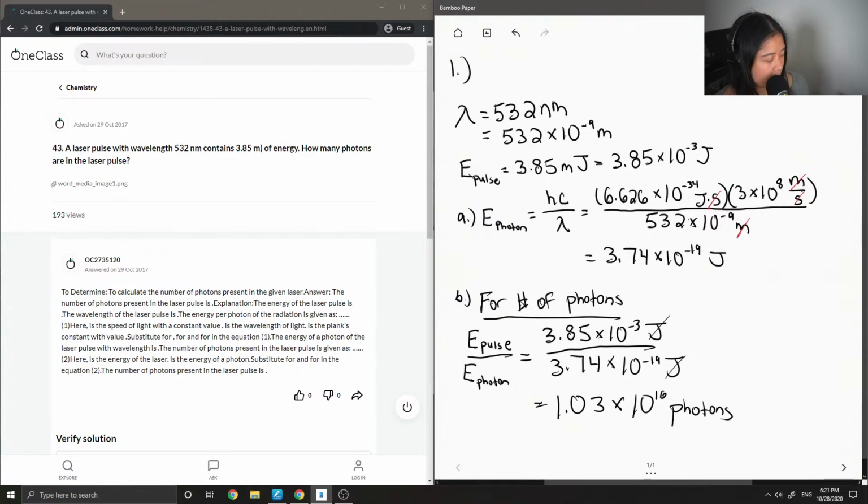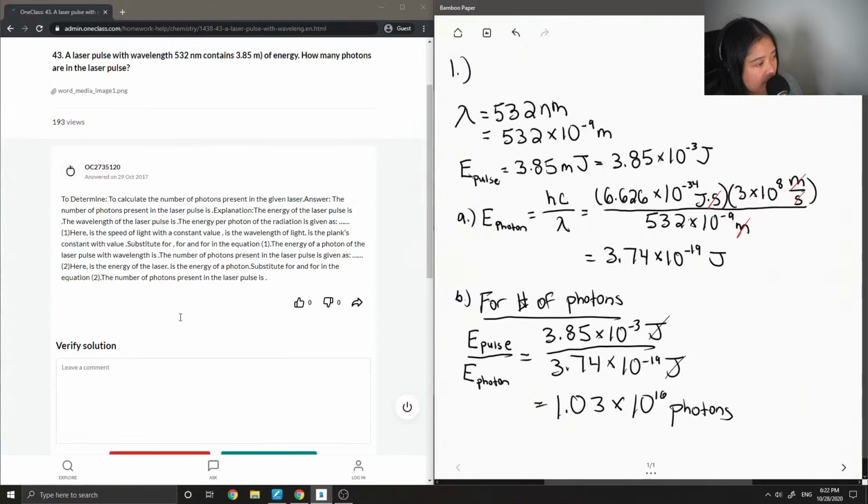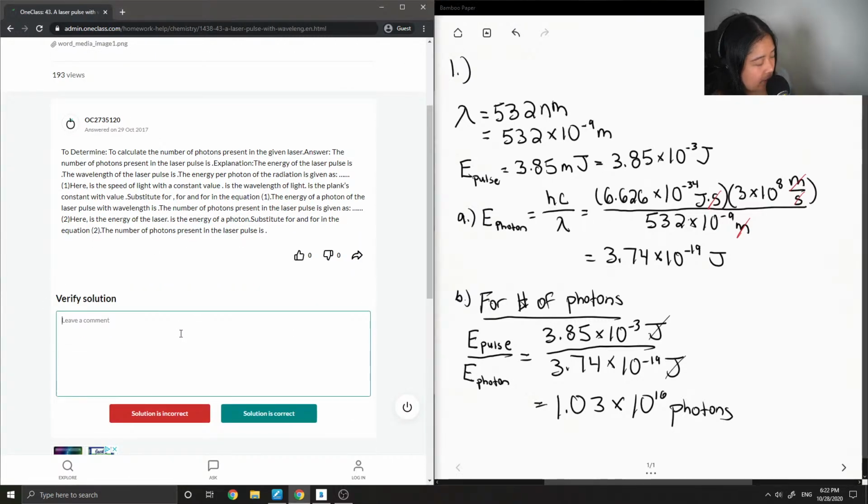photons. Okay, so let's see the answer from our junior tutor. They said, to calculate the number of photons present in the laser, the energy of the laser is... this looks like it's missing a lot of important information that needs to be filled in the blanks. So I'm just going to write out what I did.